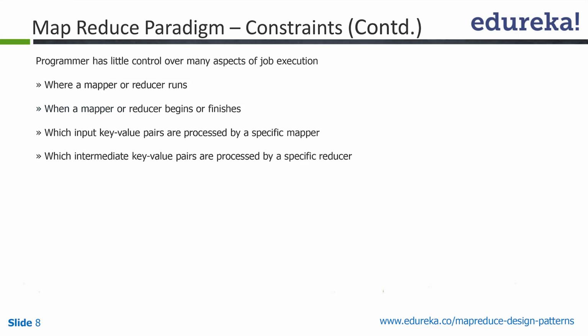Okay, so these are the constraints. The programmer has very little control over many aspects of the job execution. Where a mapper or the reducer runs, when a mapper or the reducer begins or finishes, which input key value pairs are processed by a specific mapper, which intermediate key value pairs are processed by a specific reducer. You ideally would have liked to have such control in your hand, but that control is not provided to you.